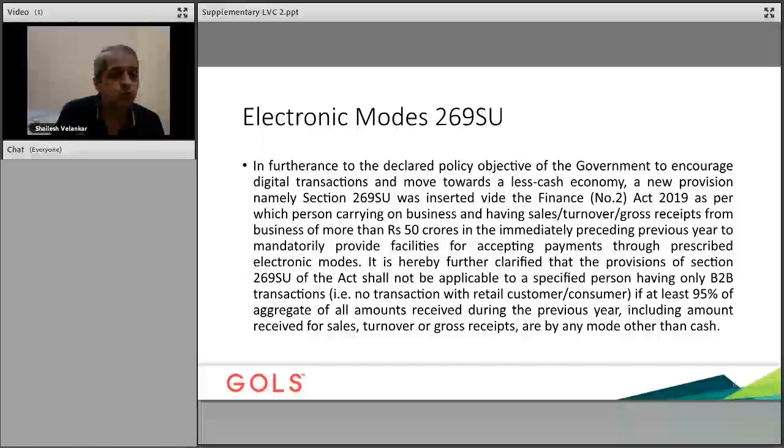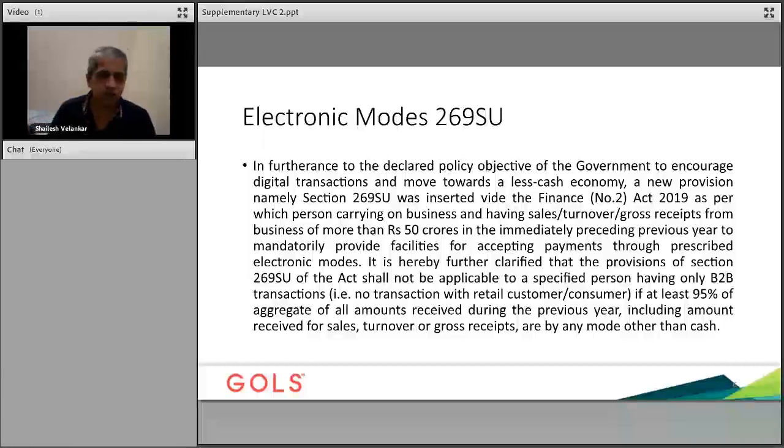That is, only 5% cash you are allowed to receive. 95% or more you have to receive your payment by electronic mode anyway. Then the relaxation is given. What is the relaxation? If you are having only B2B transactions, no B2C transactions, and 95% money is coming from cashless way, if these two conditions are satisfied, then the relaxation is you need not keep the electronic mode facilities over the counter.